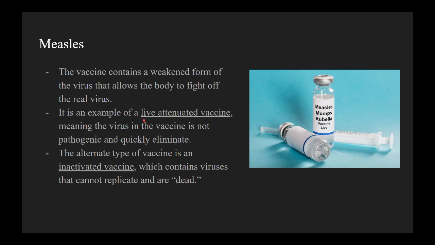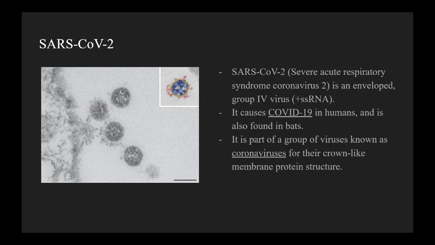The alternative to a live attenuated vaccine is an inactivated vaccine. I'm just telling you about the second type of vaccine here. I don't think we will get into this for this lecture, but it's good to know about. It contains viruses that are essentially dead, so they just sit there and can't replicate, and your body accepts that and uses it as the model for producing immune responses for an actual virus infection.